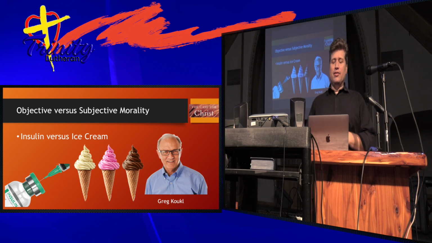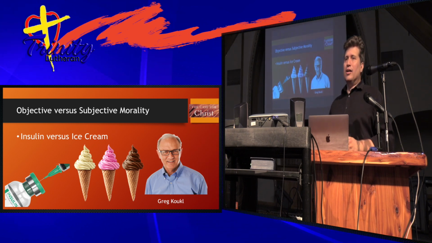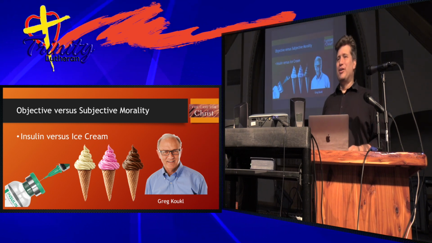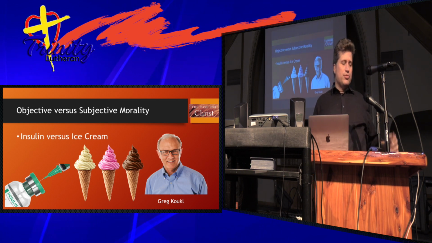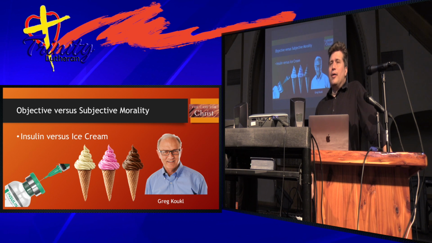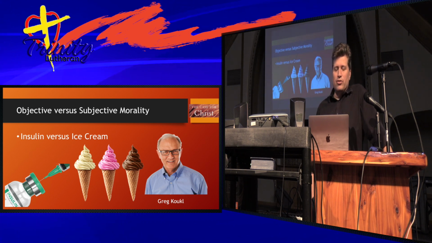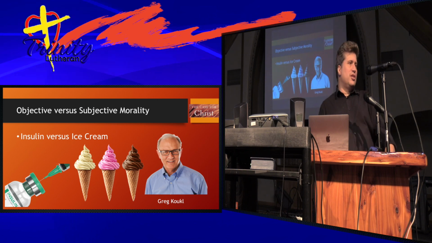All right, and the gentleman on the screen is Greg Koukl. We were talking before this class started about him. He wrote a great book called Tactics that I recommend. But this is another one of his examples. He's another Christian apologist. And he explains the difference between objective and subjective morality, kind of like the difference between insulin and ice cream.